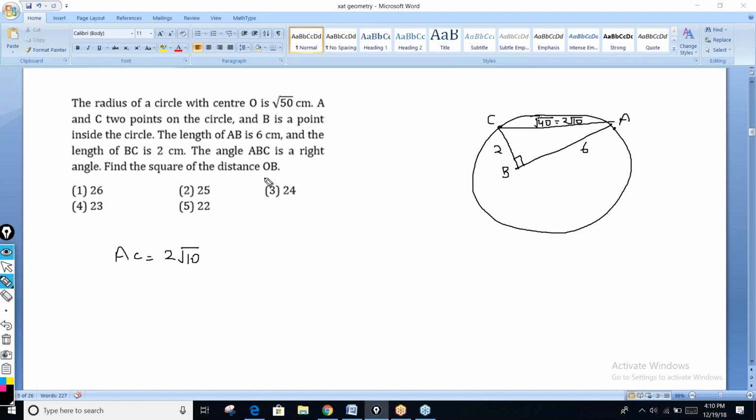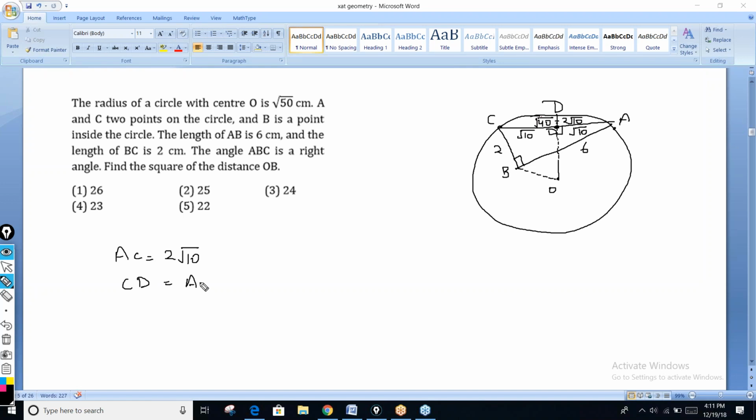The angle ABC, find the square of the distance OB, and O is the center. We need to find out this basically. OB, the square of OB. So what I do, I drop a perpendicular from here. Let's say I name the point D. So this is D, and you know that if I drop a perpendicular from the center on a chord, it bisects the chord. So CD is root 10 and AD is also root 10.